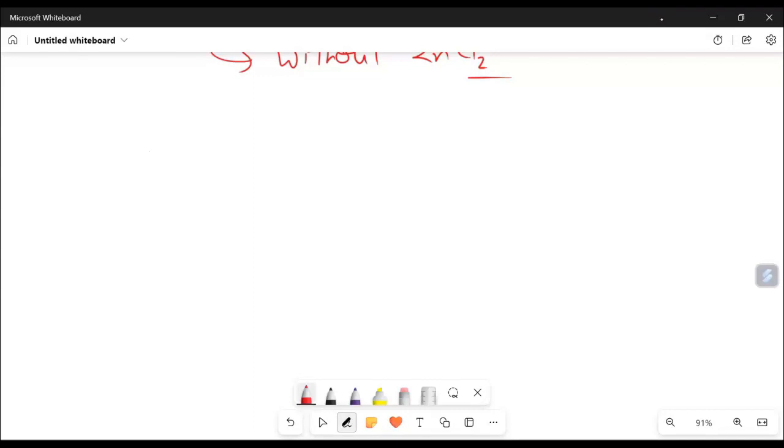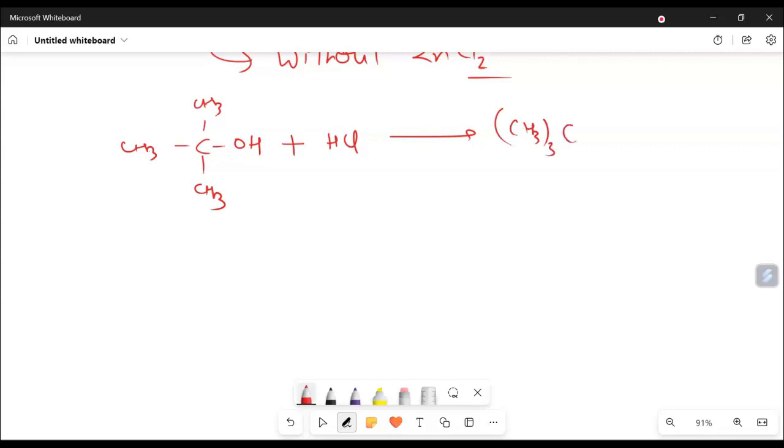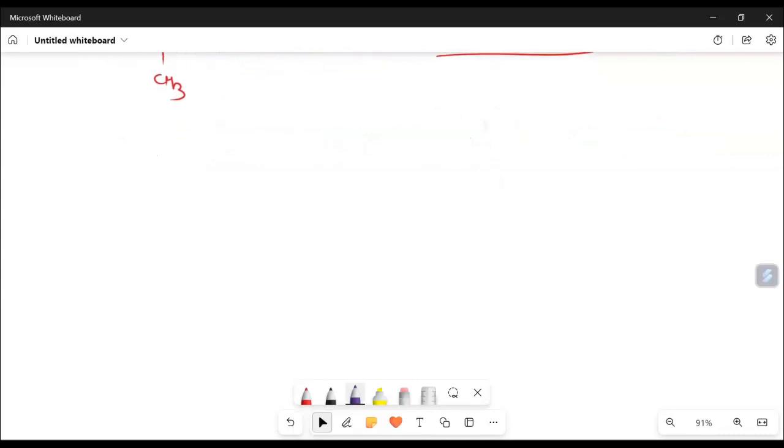Suppose you have (CH3)3COH, here CH3, CH3, CH3. This carbocation is very stable and it will attack. Without ZnCl2, this reaction takes place, plus H2. Tertiary butyl chloride will be formed. The next method is Grove's method, which is a very good method.